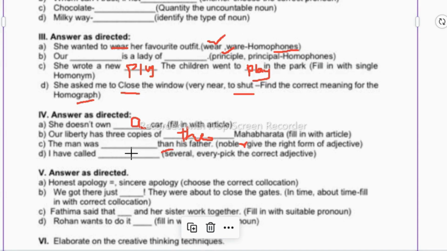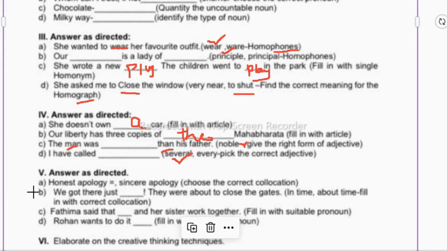Means we are comparing these two things. So the man is nobler than his father, means more noble. Next one, I have called dash several or every. Pick up the correct adjective. So here, which is suitable, several or every? Several means many times, or every means every time. So here we have to choose several. I have called several times.